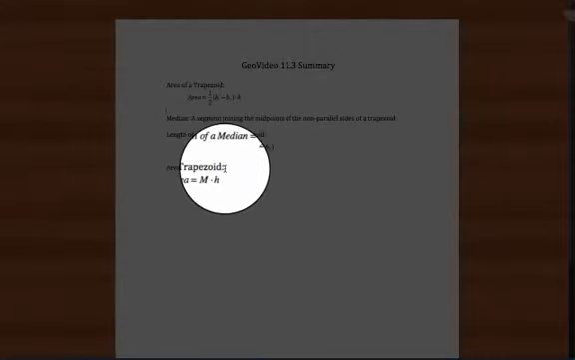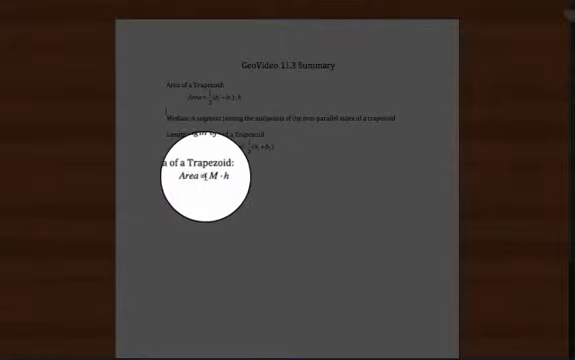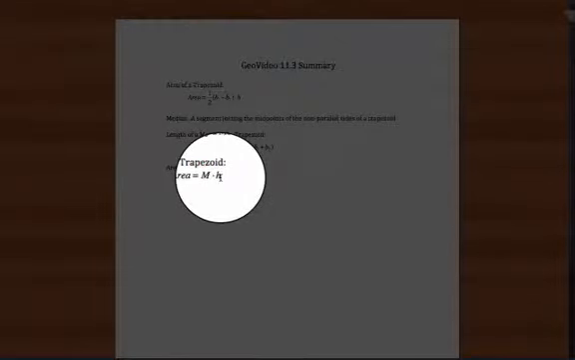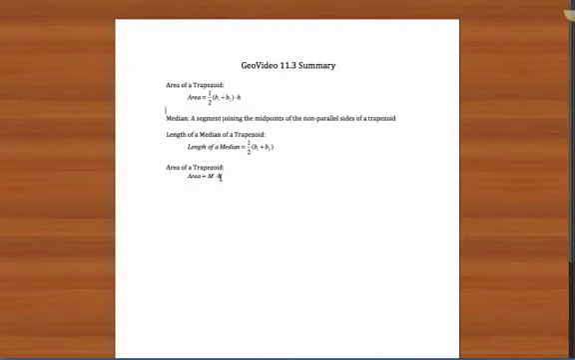We can simply substitute the median in for the average of the bases, so the area can also be considered as median times height. So there's 2 formulas that you should have in your notes, and add them to our formula sheet.